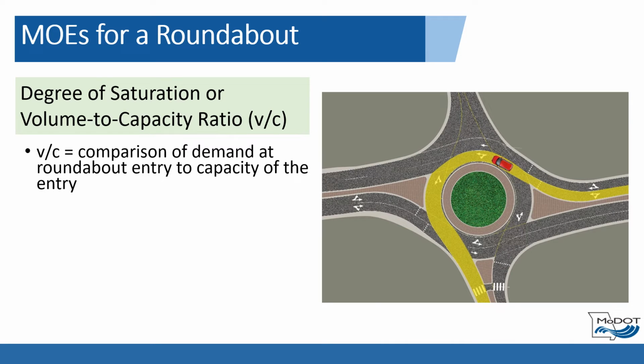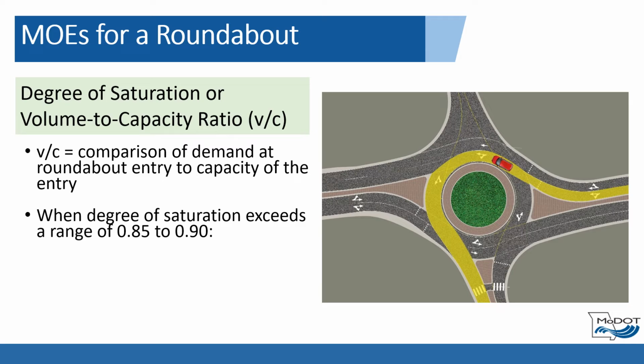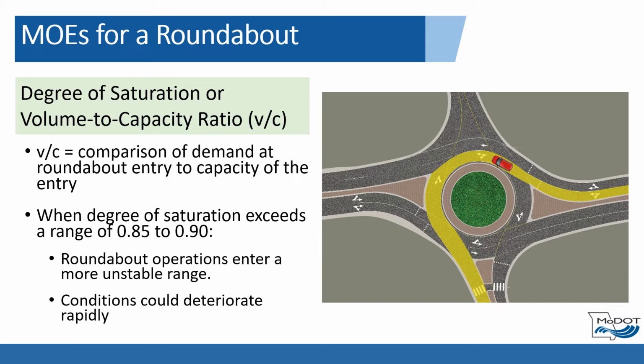VC is a comparison of demand at the roundabout entry to the capacity of the entry. When a degree of saturation exceeds a range of 0.85 to 0.90, roundabout operations enter a more unstable range, and roundabout conditions could deteriorate rapidly, particularly over short periods of time.